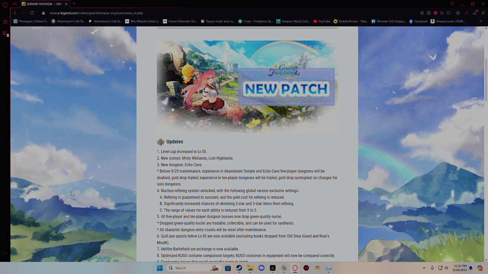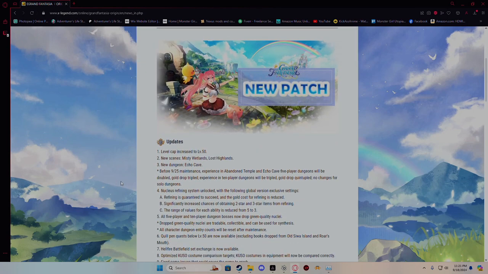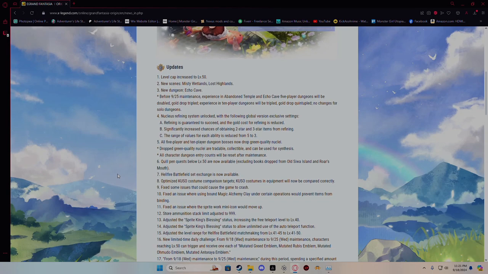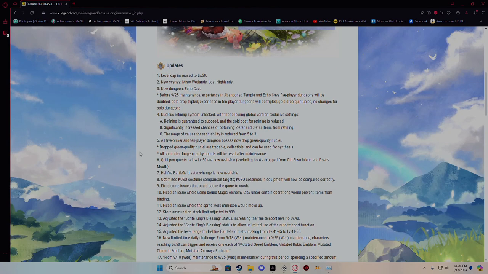Anyway, the new update that came out technically today: Level 50 is now open. Misty Wetlands and Lost Highlands are open. Echo Cave is open. Echo Cave will probably give a few players a run for their money, especially since they changed how damage works. I'd say that won't be an easy one. That would actually be quite the challenge depending on the class you're playing.